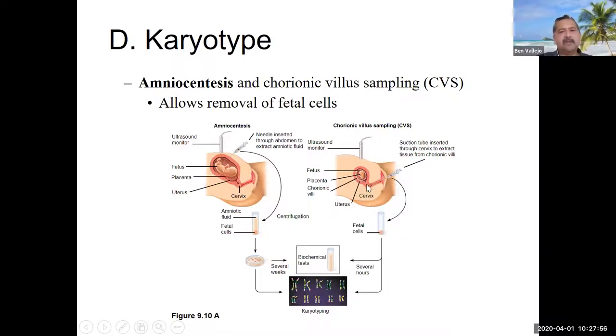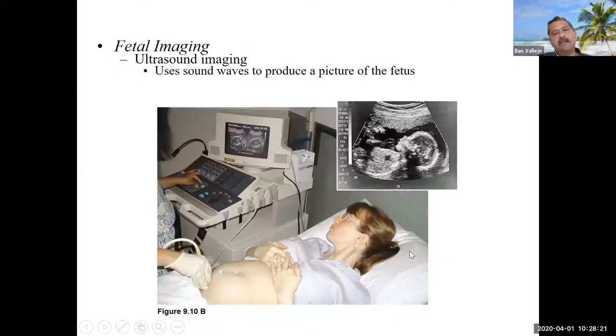Get those fetal cells right there from the villus, and so that's actually plural as the villi. So you can extract tissue from the villi. There are little finger-like structures in the chorion, and then grow those, and in several hours you can get a karyotype. So there's a young lady who is, man, that is an old machine, but look at the results.